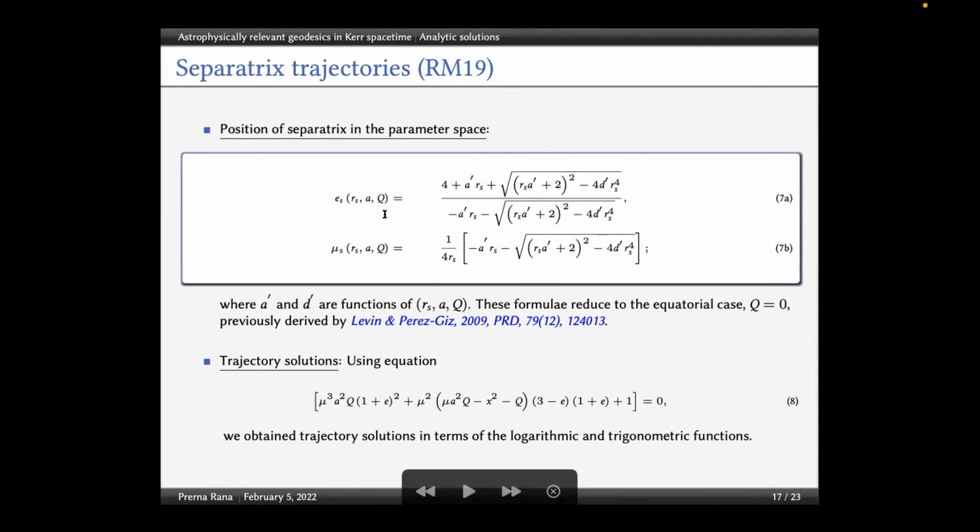And we also showed that these formulae reduce to the equatorial case when we put the Carter constant equal to 0, which were previously derived by Levin and Perez-Giz in 2009. And if we want to write the separatrix in a single equation, that also we have written down. So this particular equation gives the solution for the separatrix, and it actually helps us obtain the trajectory solution for the separatrix, which was obtained in terms of simple logarithmic and trigonometric functions.